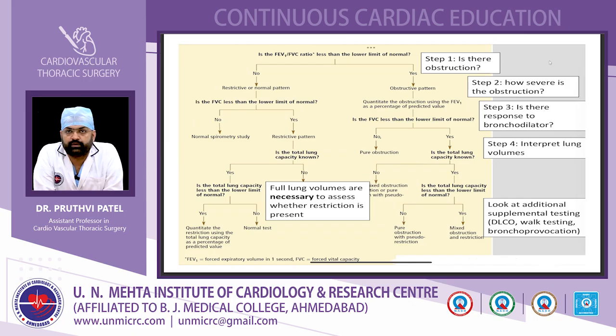For the obstructive pattern, if the ratio of FEV1 to FVC is less than 0.7, then it is obstructive disease. Then next we will see how severe it is. If the forced vital capacity is less than the lower limit of normal, and if no, then it is pure obstruction. If yes, then is the total lung capacity known? If yes, then is the total lung capacity less than the lower limit of normal? Yes, then it is a mixed obstruction, and no, then it's a pure obstruction with pseudo restriction.